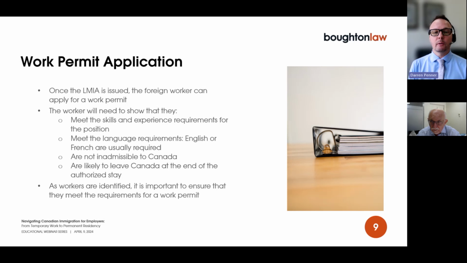So you want to be looking for workers who don't need to be perfect in English or French, but they need to speak enough in order to understand the job duties and carry out the job duties. And that's something that IRCC will look for when they're assessing the application.